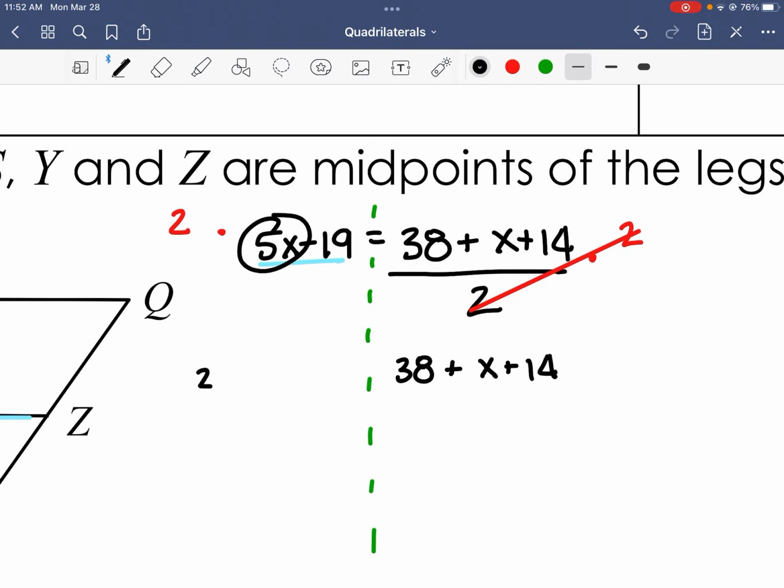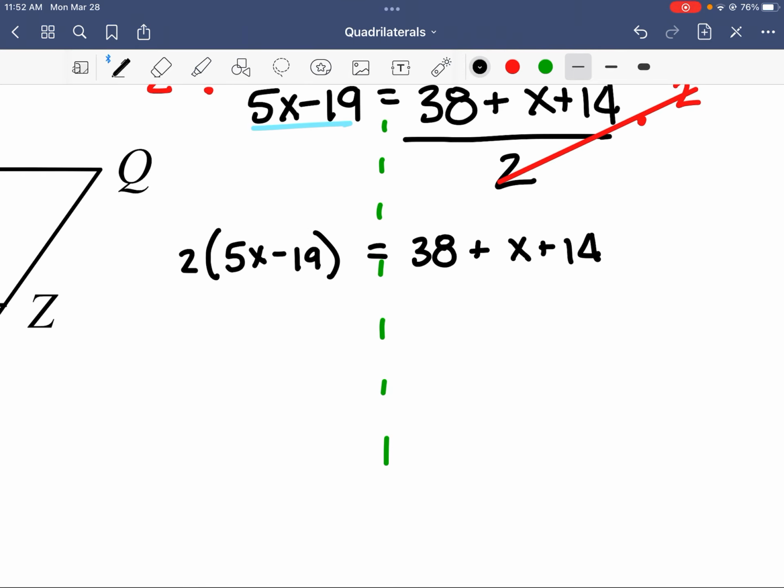Remember, this 2 is multiplying with all of this, okay? Not just with the 5. You have to remember that's also multiplying with the 19. So I'm going to write it like this. 2 times all of this. I'll bring in my equal sign.